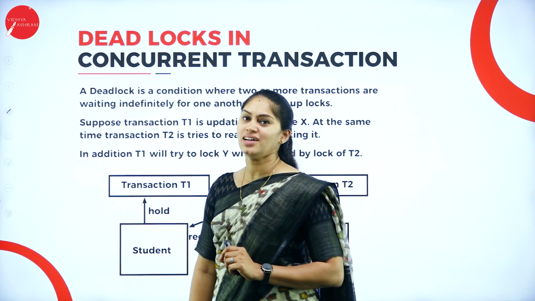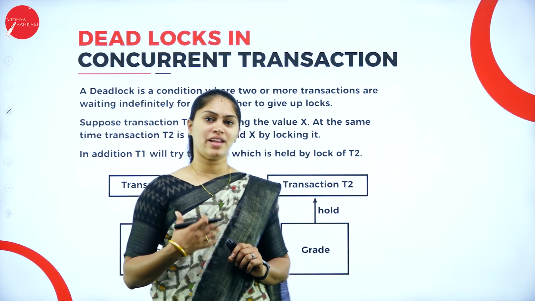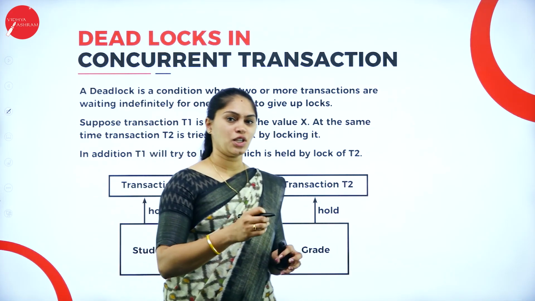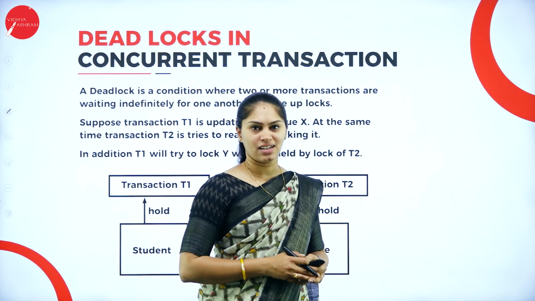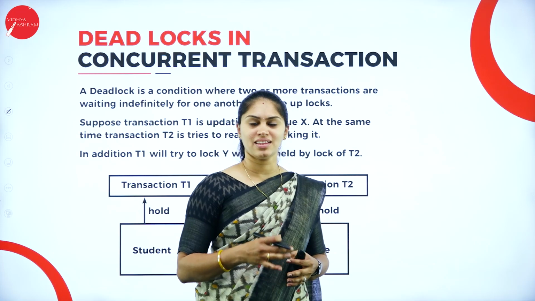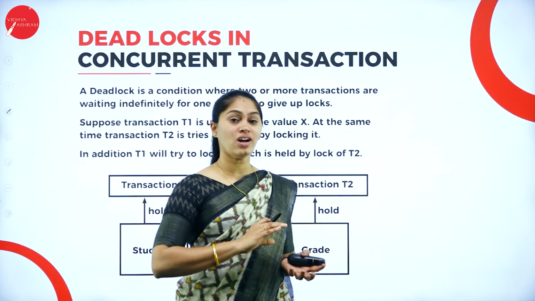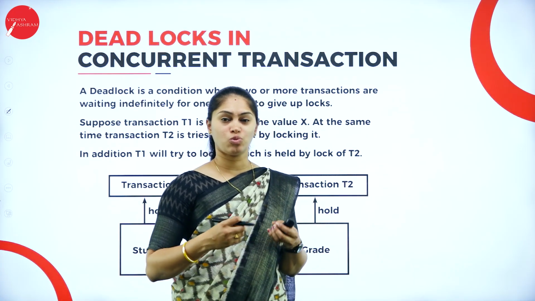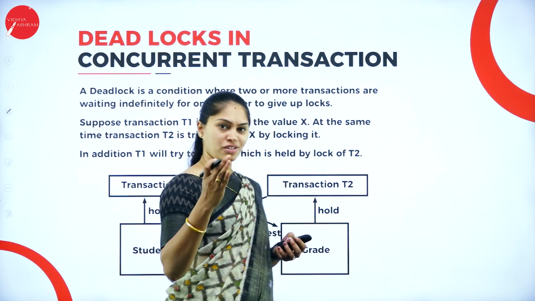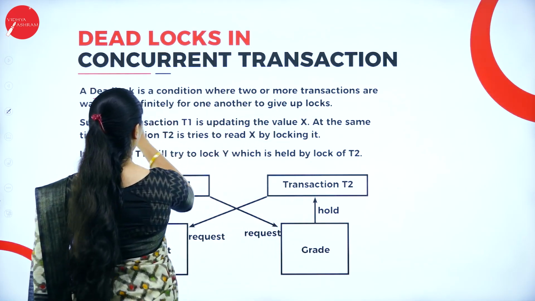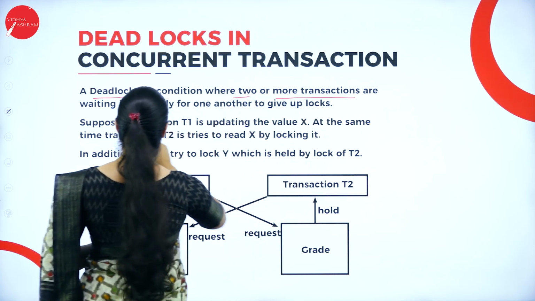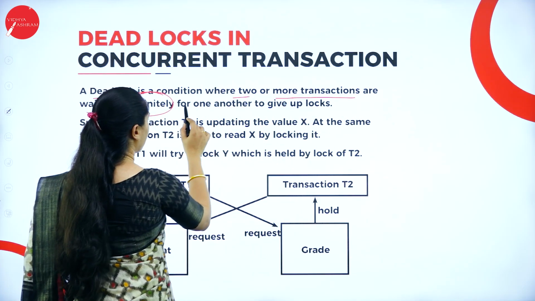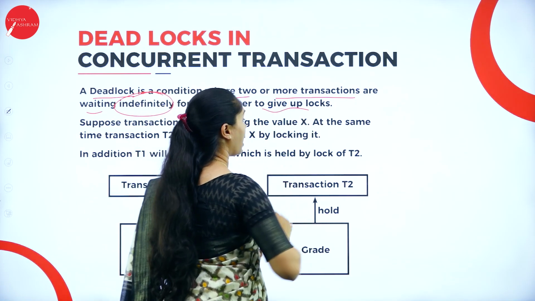Already you know about a concurrent transaction. When more than one user is trying to access the same data item at the same time, we can say that it is a concurrent execution. Then how does deadlock affect the concurrent execution, and why is deadlock occurring? First we'll see the definition of deadlock. It's a condition where two or more transactions are waiting indefinitely for one another to give up locks.